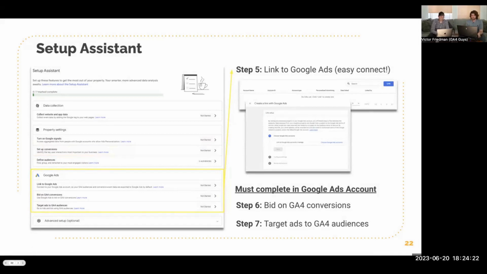So the last 2 steps, however, step 6 and step 7, where you're going to bid on conversions and where you're going to target ads with these audiences, those are going to be done directly in the Google Ads property and not Google Analytics. So really what's on that checklist, you'll just be marking to confirm once you've done that in the other application.